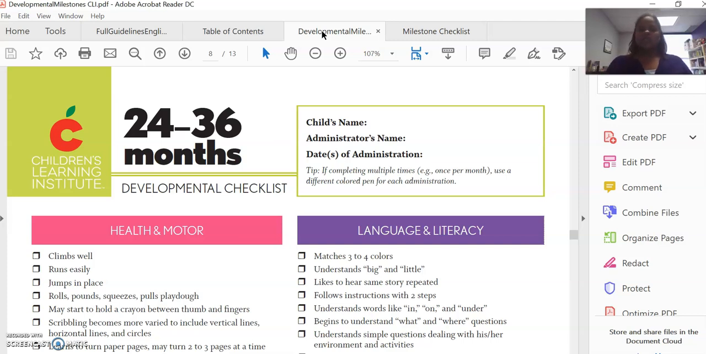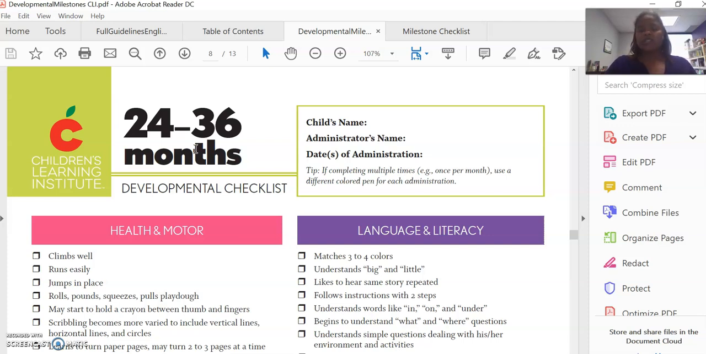Yes, we've seen the child do this. Yes, we've seen them do that kind of thing. So for instance here, this is a checklist created by Children's Learning Institute. This is an organization in Houston. They do a lot with the Texas Department of Education, so that's why I chose theirs to focus on.